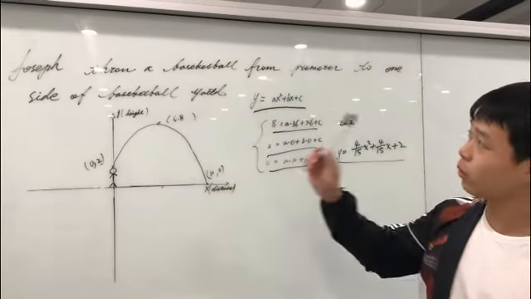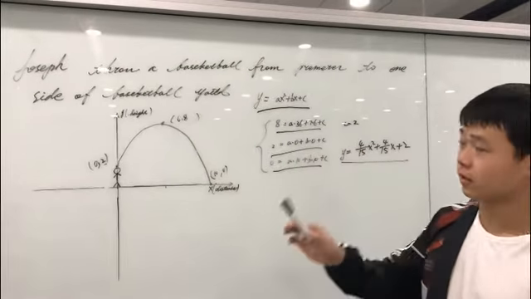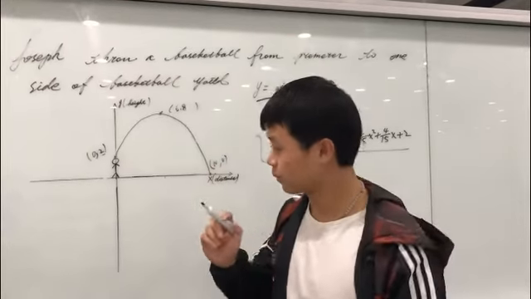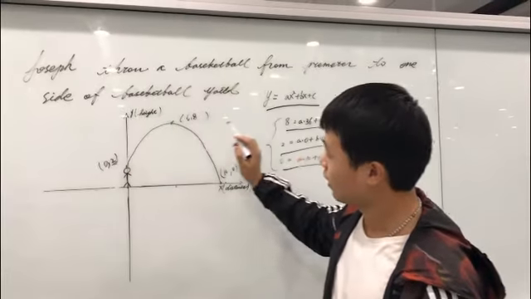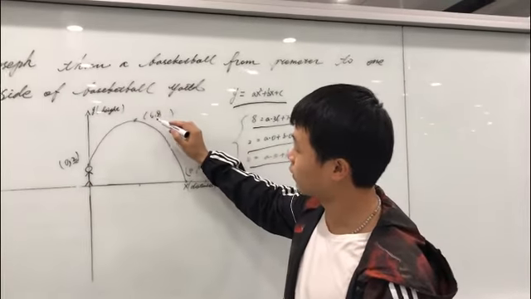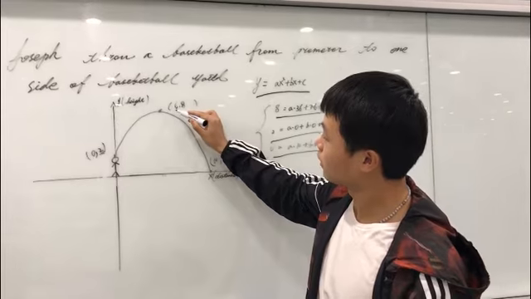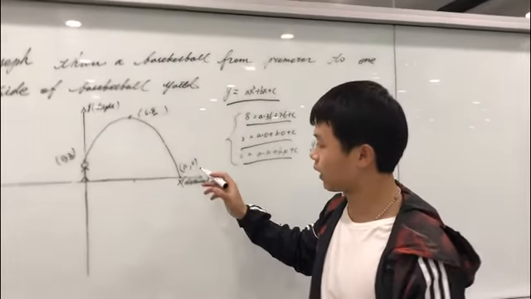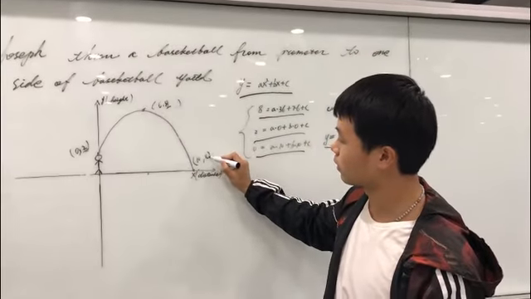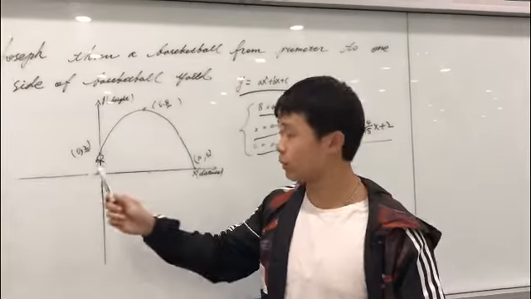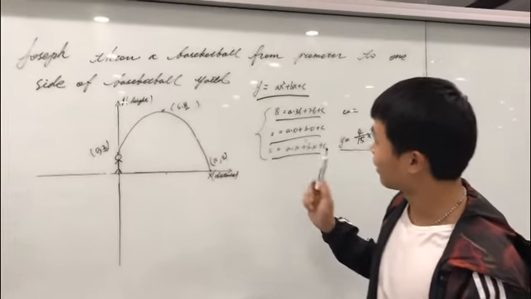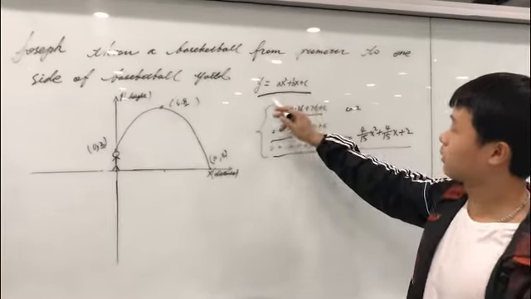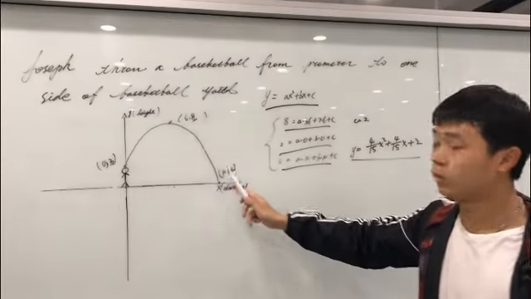Now, let's throw a basketball from the perimeter to one side of a basketball court. Let the starting height be 2 meters and the maximum height of the ball be 8 meters, and when it hits the ground the height is 0 meters. So we can find three points of the ball's path. Now we know the quadratic function is actually a parabola, so we use the parabola to calculate how the ball moves.